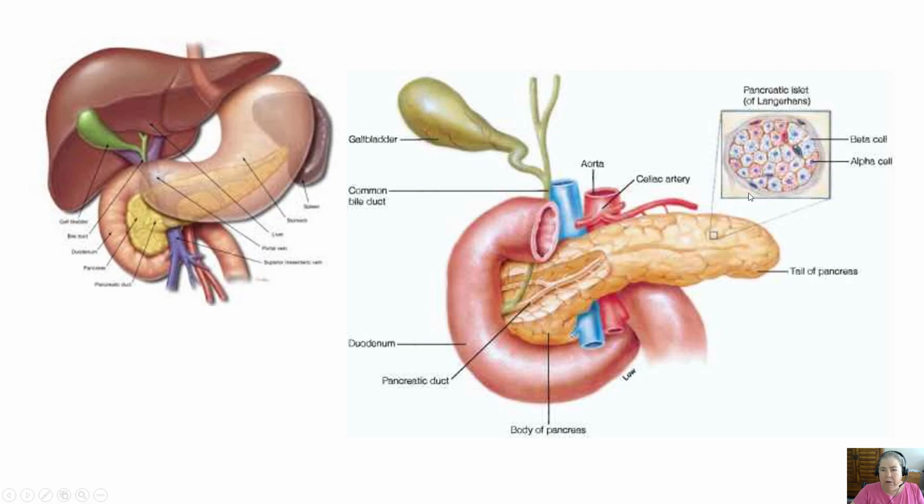And here we are showing a small portion of the pancreas that is an islet of Langerhans. It has several different kinds of cells.